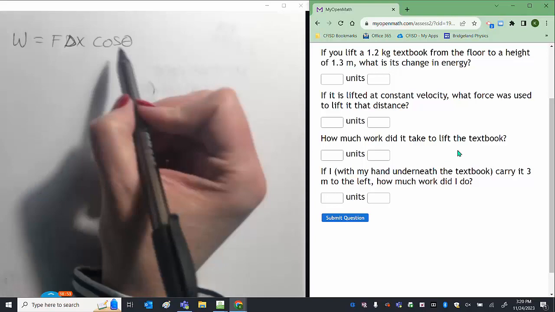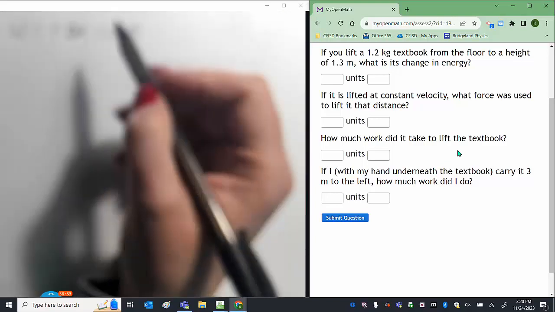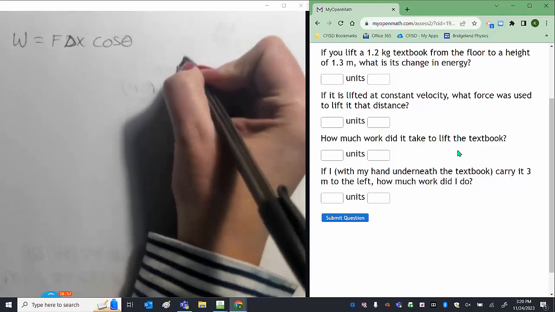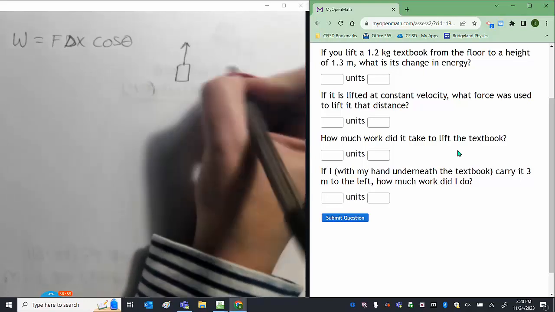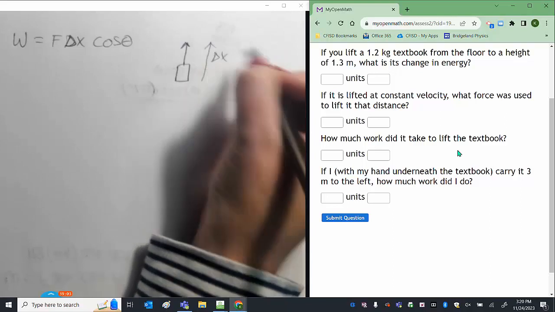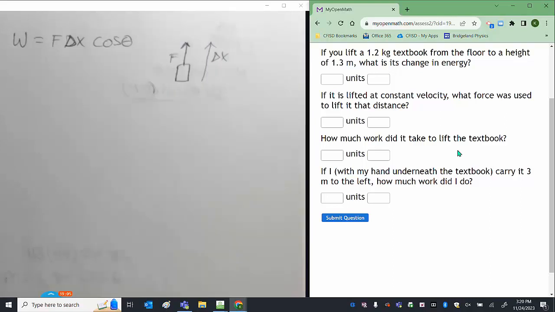So again, I don't see an angle here. This is a situation where we have somebody lifting an object. The force they're applying is upward, the displacement is also upwards. So they're in the same direction as one another. You're welcome to multiply by cosine of 0 degrees, but doing so, of course, will just be the same thing as multiplying by 1. Cosine of 0 is 1.